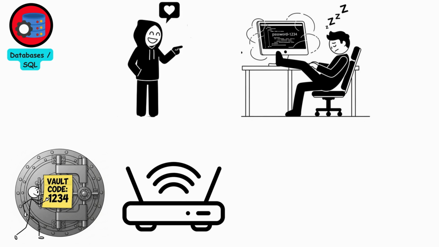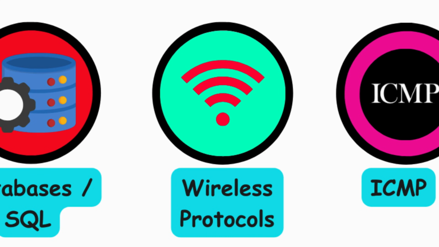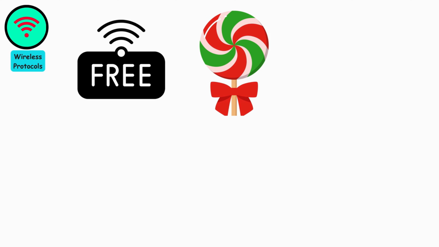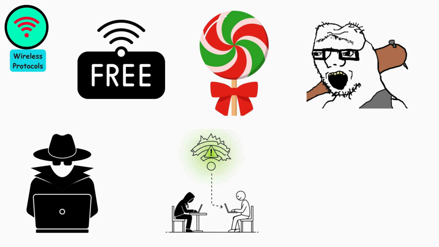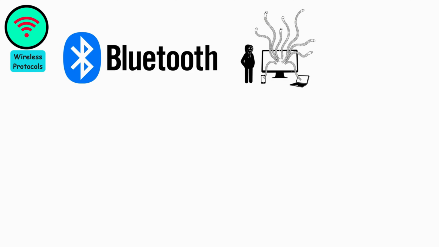Next, wireless and Bluetooth, because the air is the hacker's playground. Wireless and wireless protocols, the public playground. Free Wi-Fi is like candy in a dark alley, tempting and dangerous. Hackers set up fake hotspots, like Starbucks free Wi-Fi, and just wait. Bluetooth has its own fun with worms, spoofing, and BlueJacking.